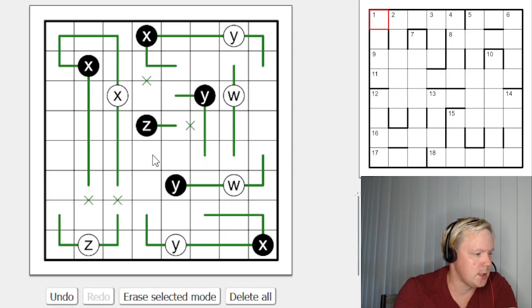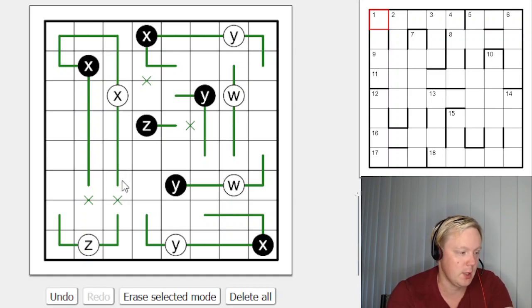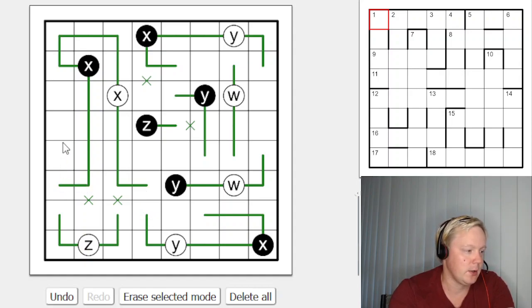Let's see. Okay, if this one turns left, it makes a small loop, and we can't do that. It has to be one continuous loop, so it has to go in this direction. Which means this has to go in this direction, and this is a dead end. You can't escape from these cells if you go there, so it has to go down. This only has one way to go.